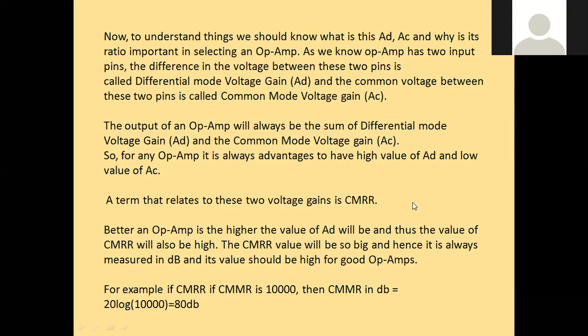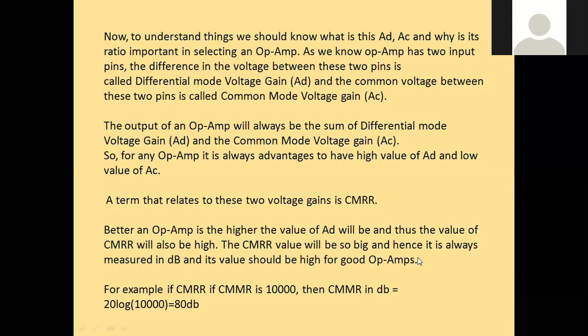Once again I will repeat, the main advantage of an op amp with respect to CMRR is that the value of CMRR should always be high. So if we want the value of CMRR to be high, then the value of AD should be high when compared to the value of AC, because the ratio is AD by AC. So if the value of AD is very high compared to AC, then the value of CMRR will be more and it will be an advantage.